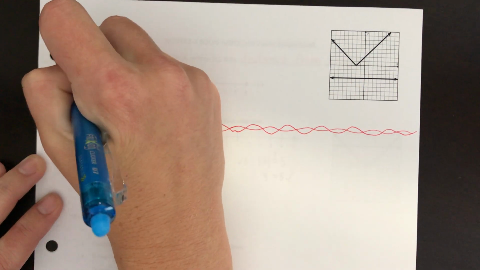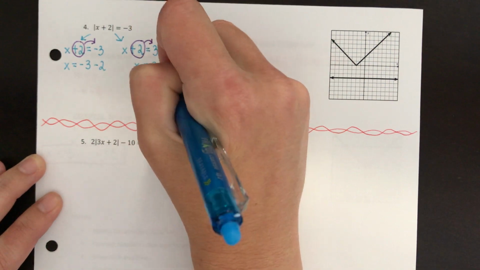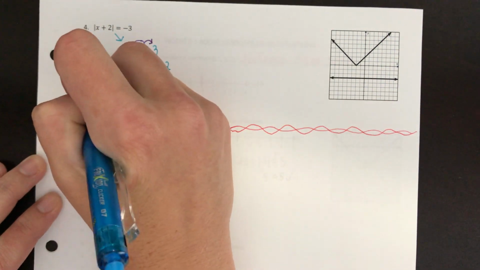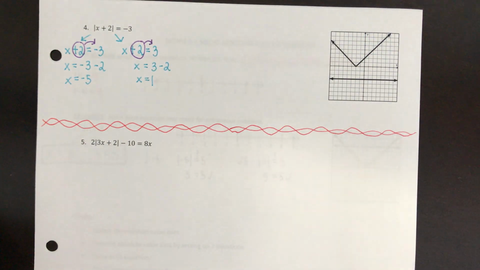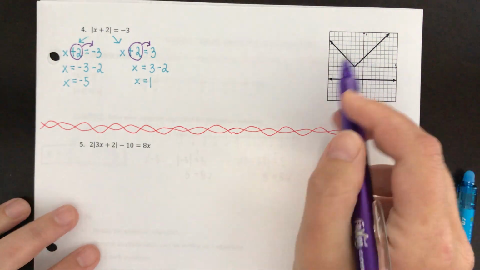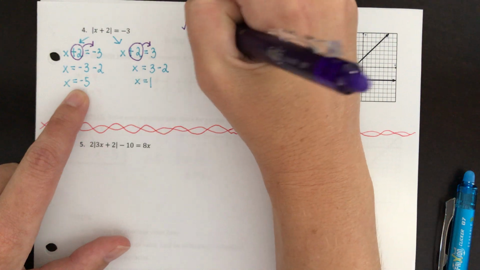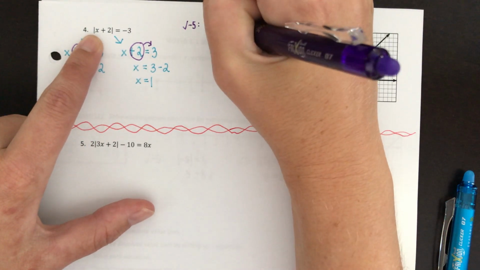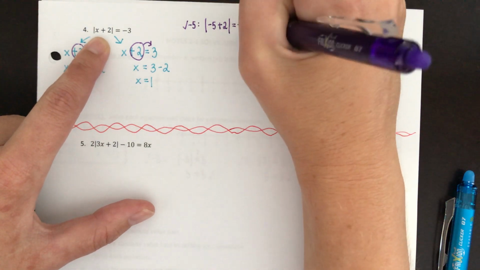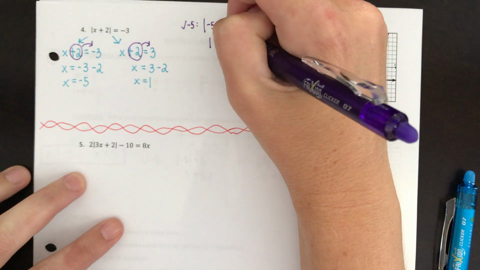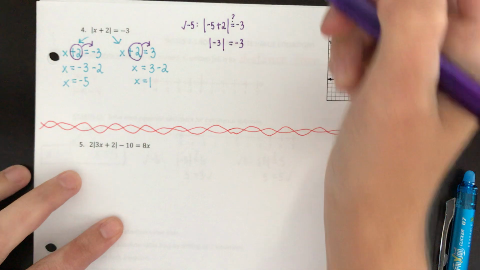All right, so x equals negative 3 minus 2, and x equals 3 minus 2. So x equals negative 5 here, x equals 1 here. So let's see if both of these are true solutions. I'm kind of starting to wonder, based on this graph here, what's going on. Let's check. So check negative 5. Plug negative 5 in here for x. So absolute value of negative 5 plus 2. Does that equal negative 3? The absolute value, so this is going to be negative 3 in here. Does it equal negative 3?